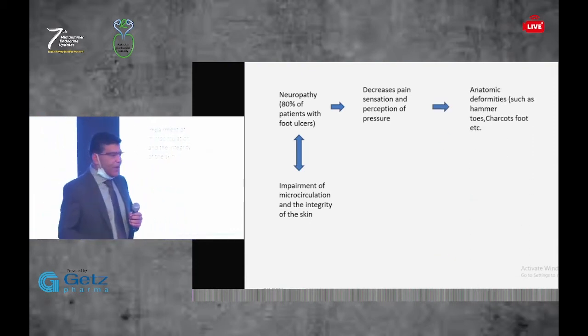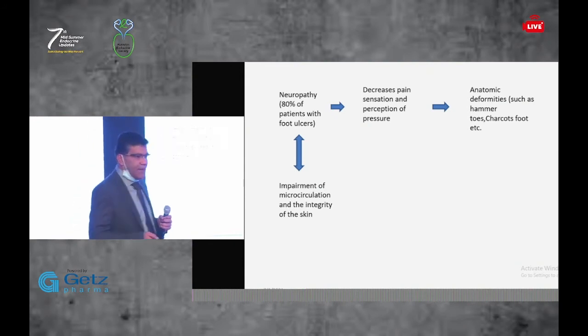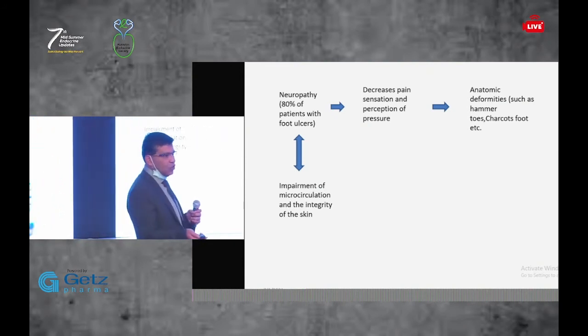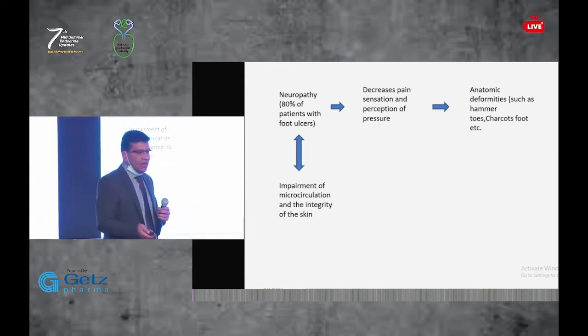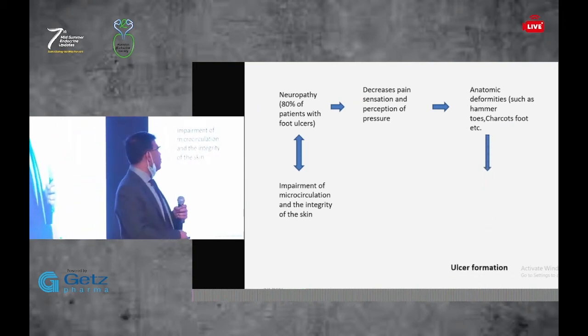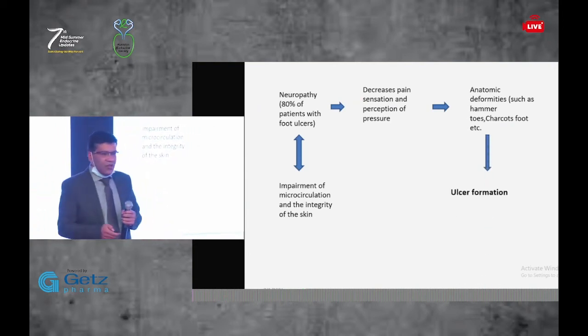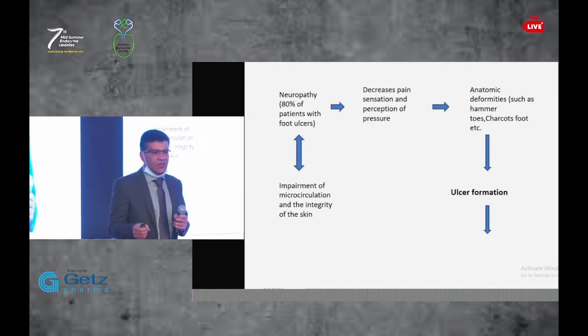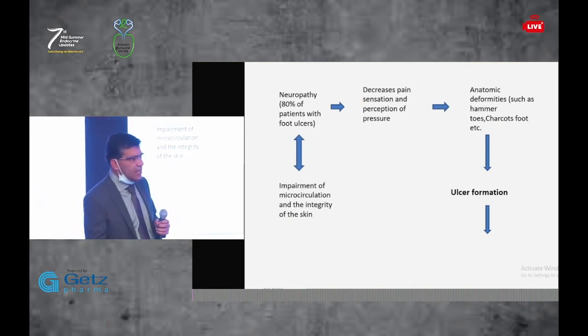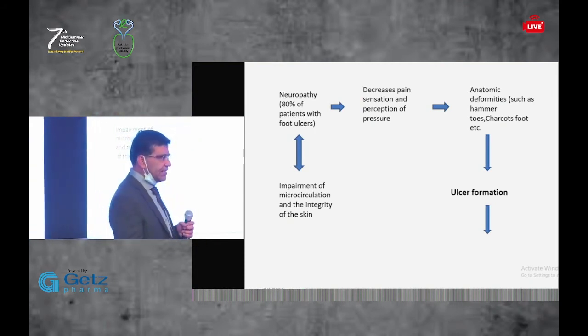Anatomic deformities, such as hammer toes, which are very common, claw toes, and Charcot neuropathy, can occur, and these can lead to ulcer formation. And once ulcer formation occurs, it is very difficult to heal these ulcers in diabetics.